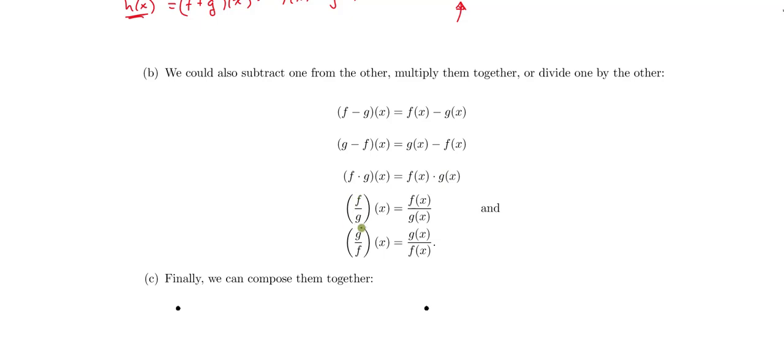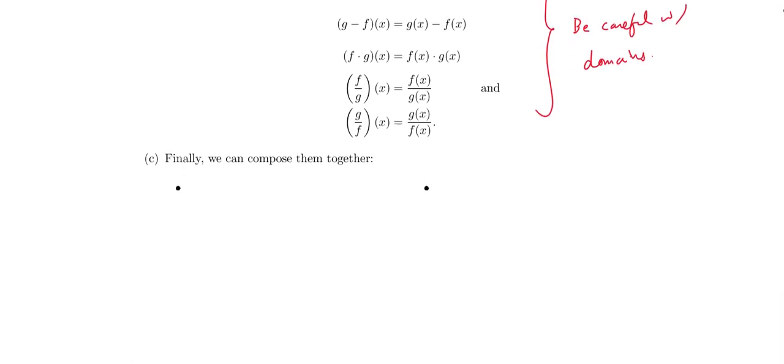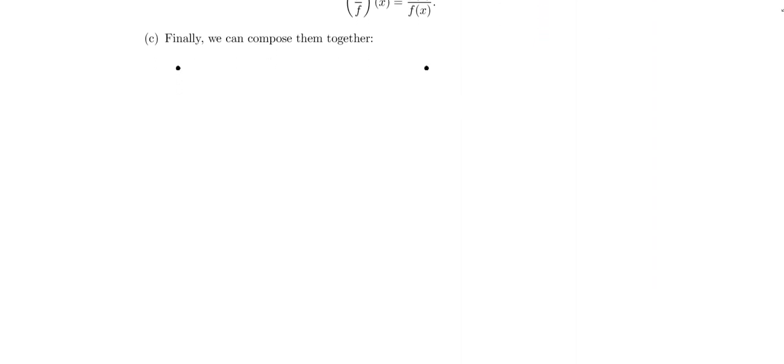Or I could take the quotient. Remember, the word quotient means division. I could take the quotient of these two functions, where I take f of x divided by g of x, or g of x divided by f of x. Okay? And all of these, I should tell you, we need to be careful. Be careful with the domains. I'm not going to get into that topic in today's pre-work, but that's something that you should always be careful with whenever you're combining new functions from old ones.